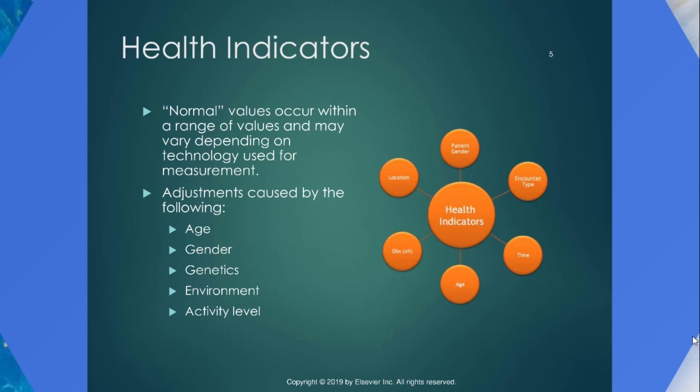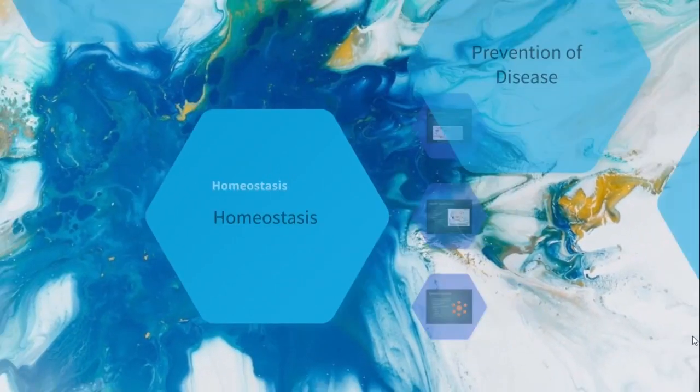It's also important to remember that any one indicator or lab value has to be considered within the total assessment for the individual person. So a healthcare practitioner is not just looking at one health indicator to tell whether someone is healthy or not, or whether there's a disease process going on.